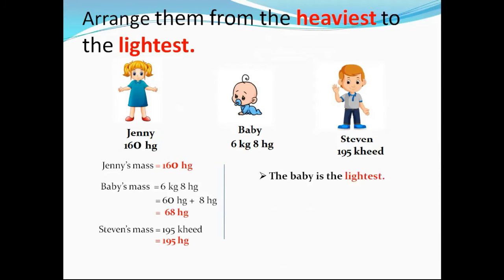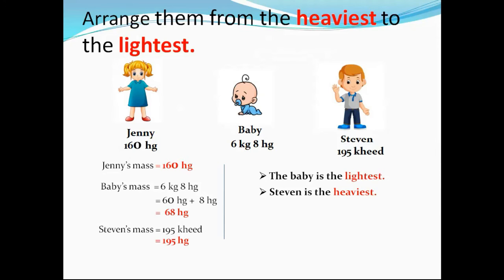So the baby is the lightest because the mass of the baby is the smallest. Baby has 68 kg. Stephen is the heaviest because Stephen has the biggest mass. Stephen's mass has 195 kg.